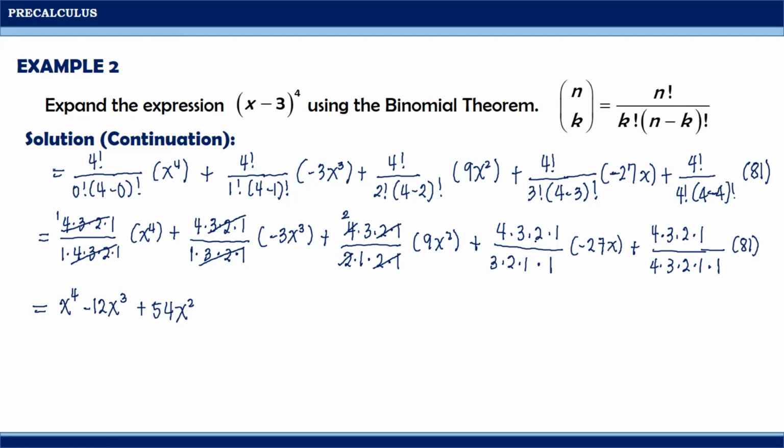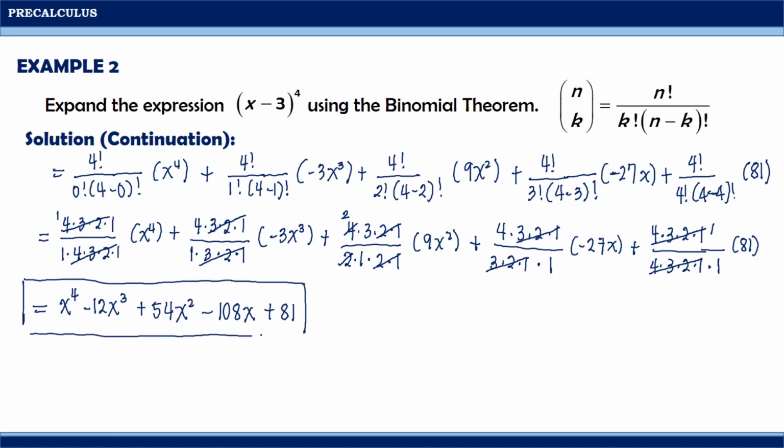And then for the next one, cancel 3, 2, 1 and 3, 2, 1. So 4 divided by 1 is 4, times negative 27x is negative 108x. And finally, cancel 4, 3, 2, 1 and 4, 3, 2, 1, leaving us with 1 divided by 1, which is 1, times 81 is positive 81. Therefore, this is the expanded form of the given binomial expansion.